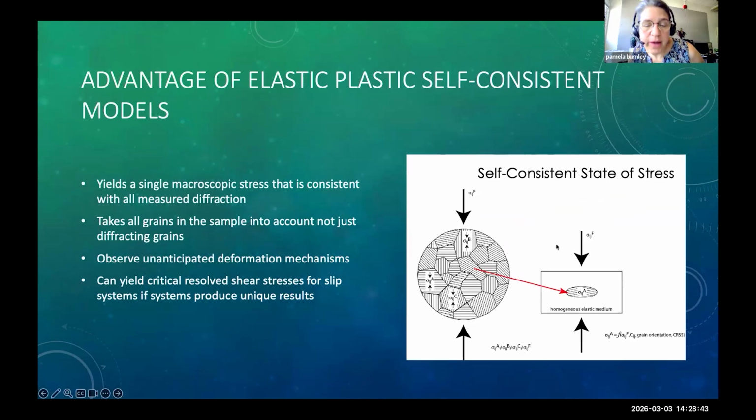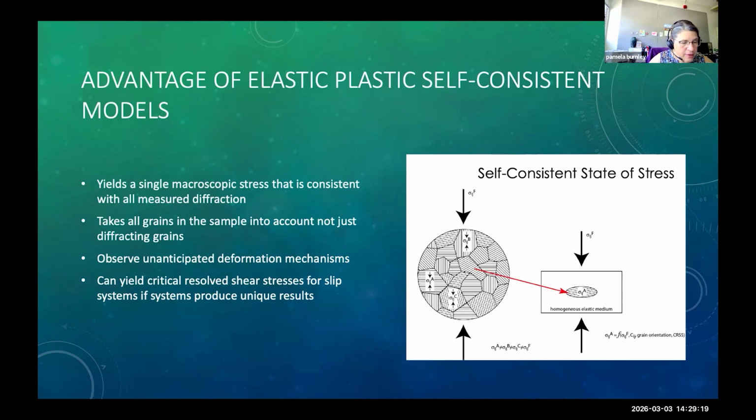Back to this. So I talked about this idea before when we talked about elasticity. And so the elastic plastic self-consistent model yields a single macroscopic stress, which is consistent with everything you measured in diffraction. It takes all the grains in the sample into account, not just the ones that happen to be diffracting. And it allows you to see things you didn't think were happening. And I'll talk about the things we've learned by doing this from the diffraction.